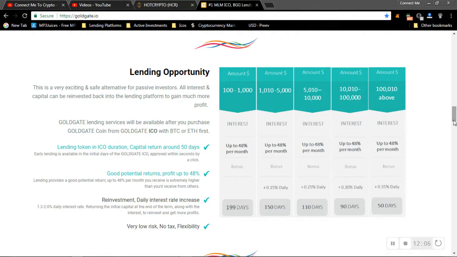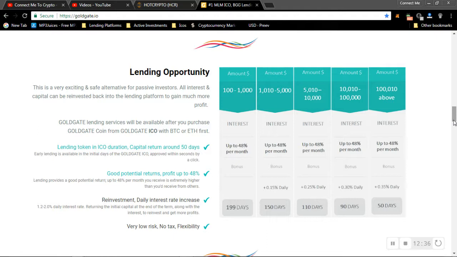So the amount, which is typical, 100 to 1,000, you get up to the 48% a month. Then you have the 1,000 to 5,000, you get the same 48% all across the board, but for 1,000 to 5,000, you get 0.15% daily. The 5,000 to 10,000, 0.25% daily. 10,000 to 100,000, 0.30%, and 100,000 and above, you get 0.35% daily, and that's all on top of the 48% a month.